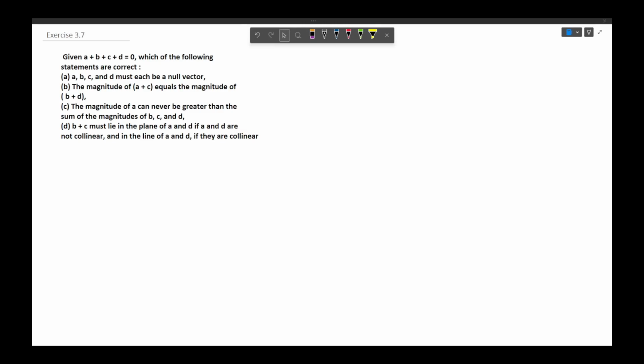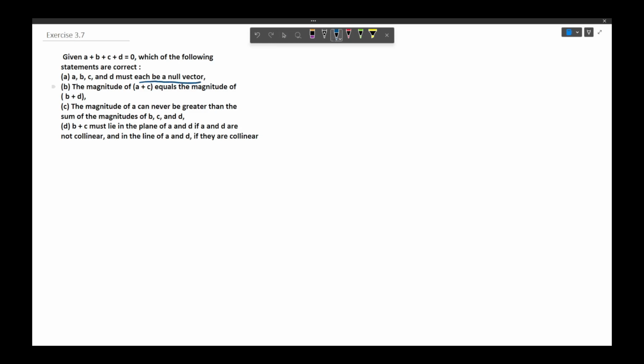So the question says that given A, B, C and D are four vectors and the summation of all the vectors is 0. Which of the statements are correct? We have been given four statements. The first statement is: A, B, C and D must each be a null vector.